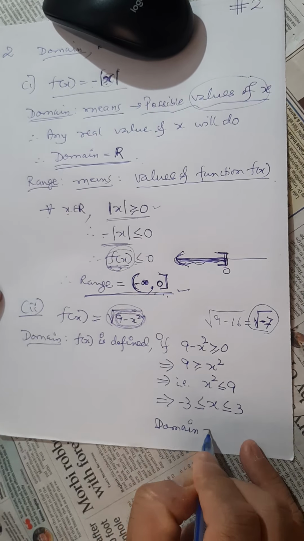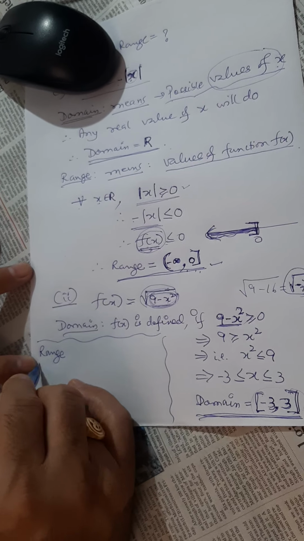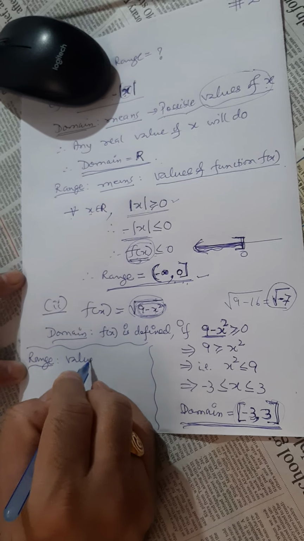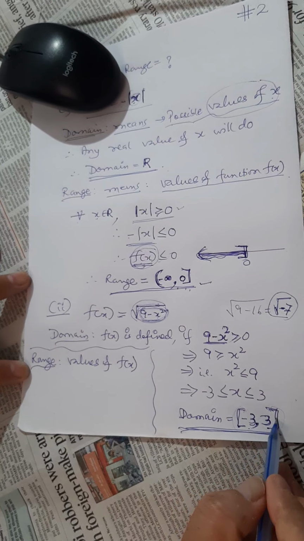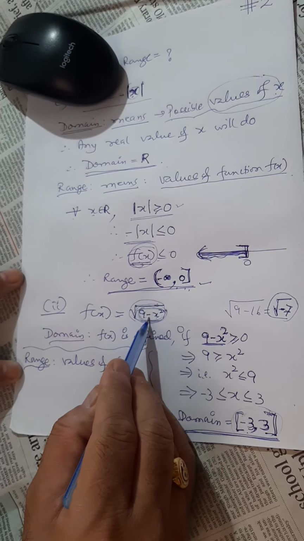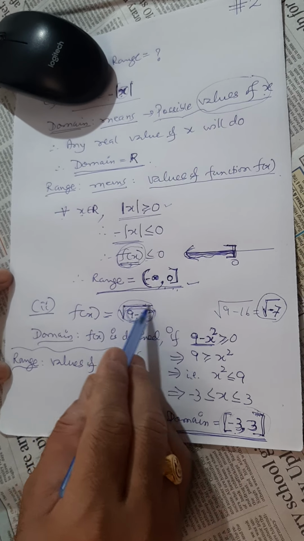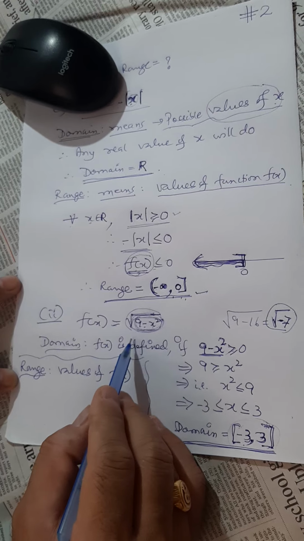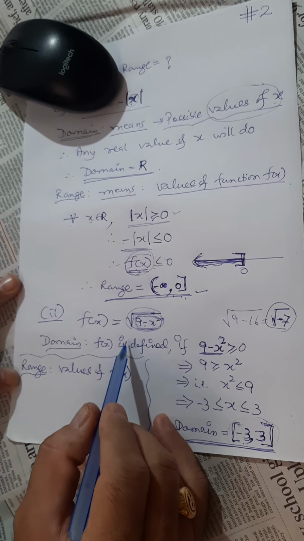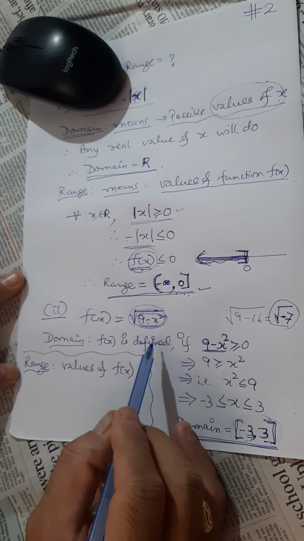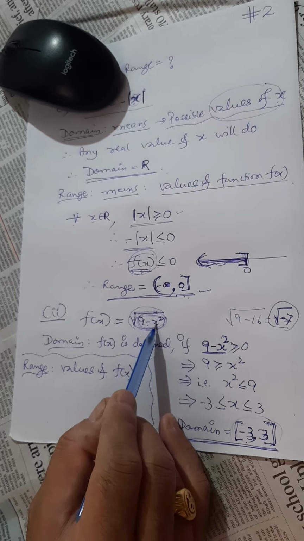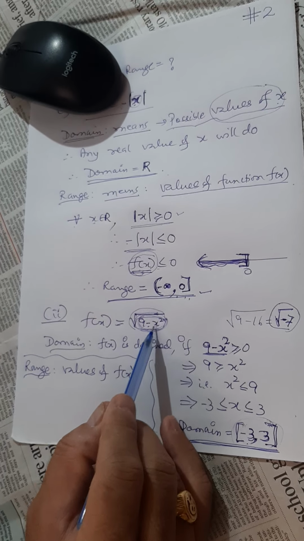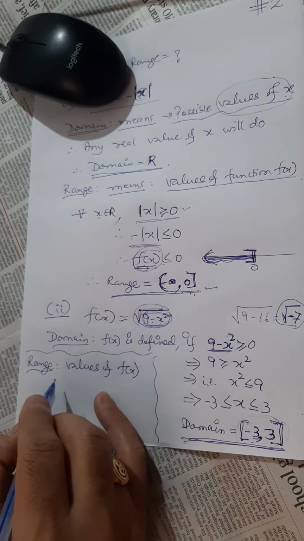Now I'll go to range here. Range means values of the function, values of f(x). Now the domain you know. So if I take any number from minus 3 to 3 and put it here, now being a square root, my answer will always be positive. If I take, for example, 3, then 9 minus 9 gives you 0. If I take 0 here, then this is maximum 9.